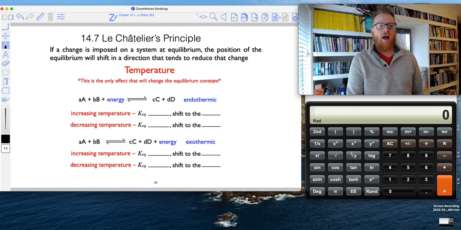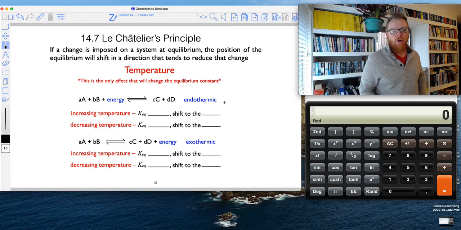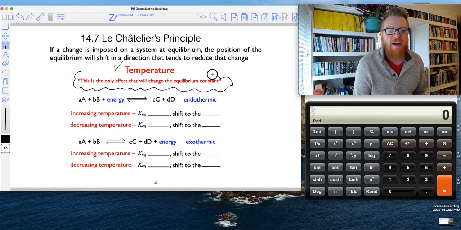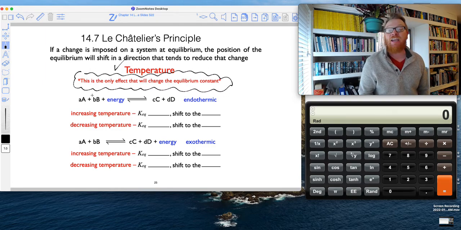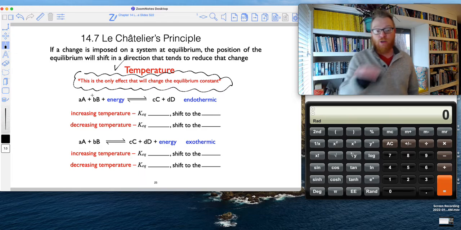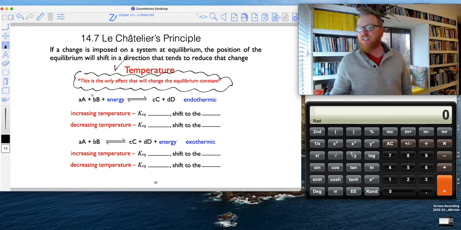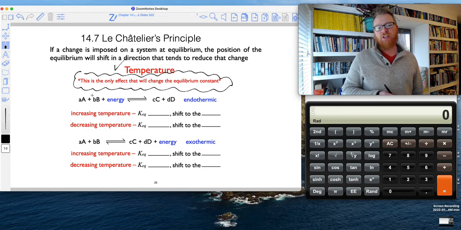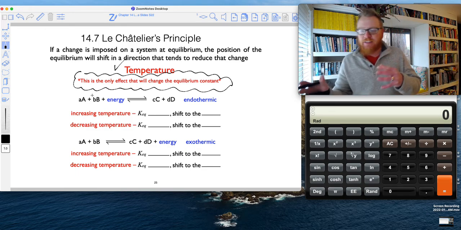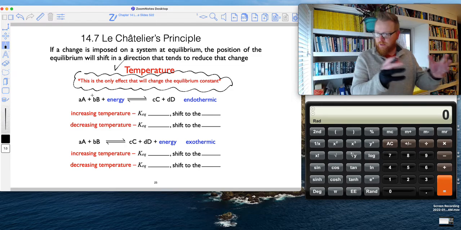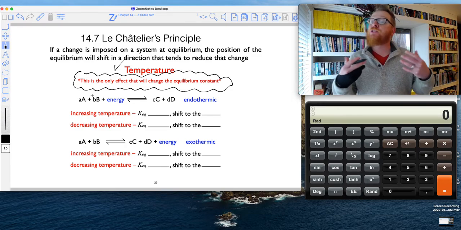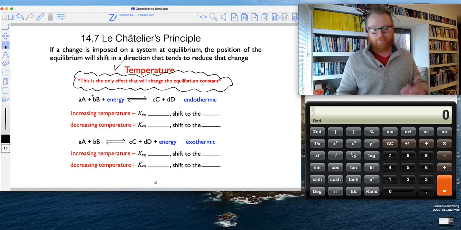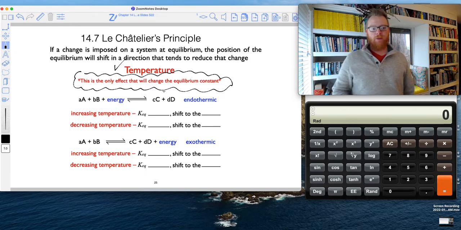Okay. And so the last effect we'll talk about is temperature. And look, this is important. This is the only effect that actually changes the equilibrium constant. Those other things, concentration, volume, pressure, they change the position. What that means is the amount of reactants and products will shift to either the left or the right, but it preserves the equilibrium constant. Temperature, however, will actually change the value of the equilibrium constant.